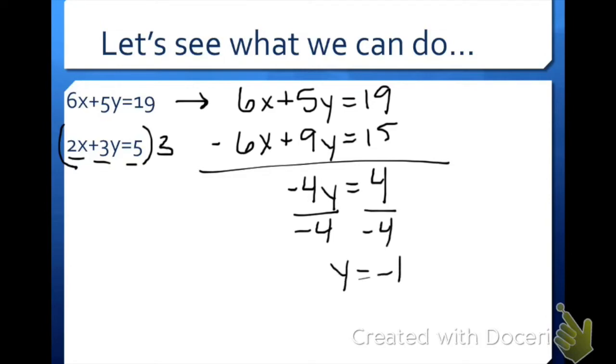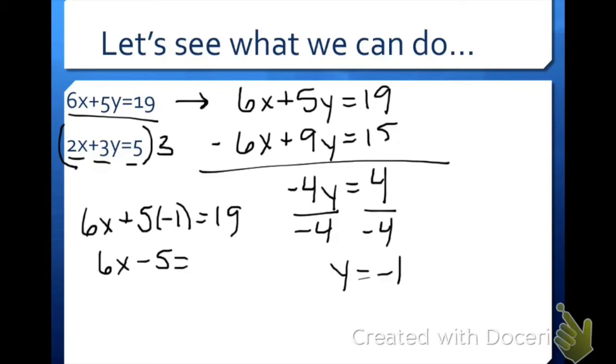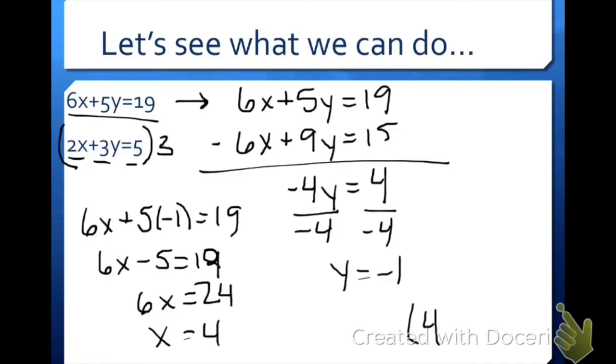y equals negative 1. Put that into one of these original equations. 6x plus 5 times negative 1. It's going to give me negative 5 there, equals 19. So 6x minus 5 equals 19. 6x equals 24, sorry, 19 plus 5 equals 24. So x equals 4. My solution would be (4, negative 1). I could go through and check that in both equations, and I would see that that would be my solution.